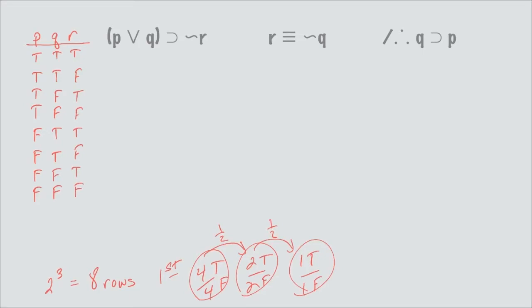Now again, once I've done this, I simply transfer those values to each of these premises. All right, so in the first row, everything is true. True, true, true, true, true, true, true. Next row, P and Q are true, R is false. Then I have true, false, true. So P is true, Q is false, R is true. Q is false.